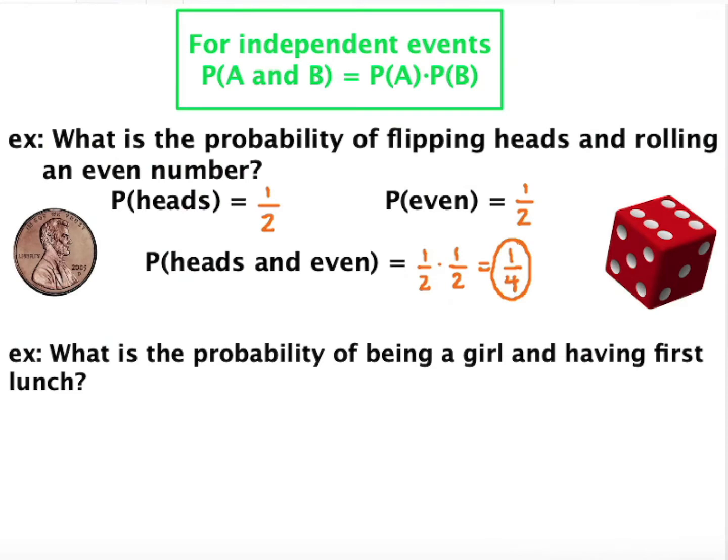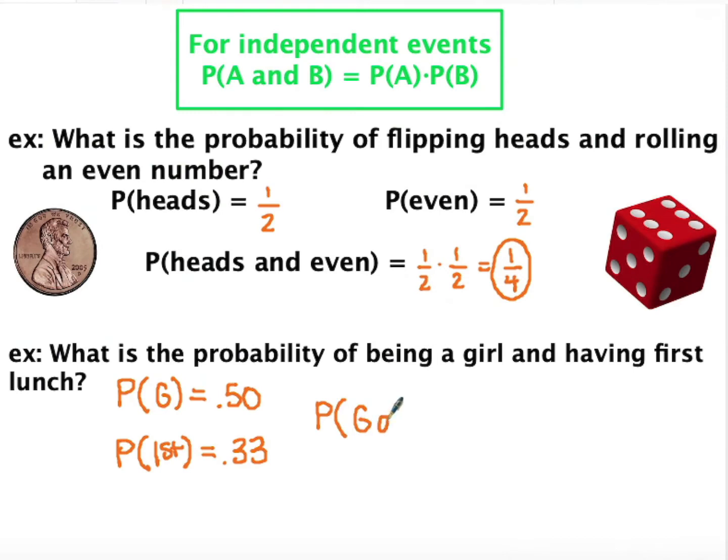I would also say that your gender and which lunch you eat are independent events. So let's try to estimate this. Let's say that at Shanley, the probability of being a girl is 50%. And since there's 3 lunches, and this might not be super accurate, but maybe the probability of eating first lunch is 33%. Since those would be considered independent events, we can say that the probability of being a girl and having first lunch is simply the probability of being a girl times the probability of having first lunch.